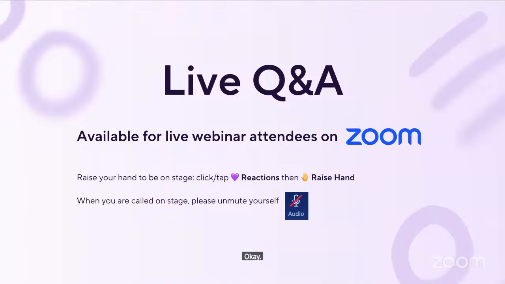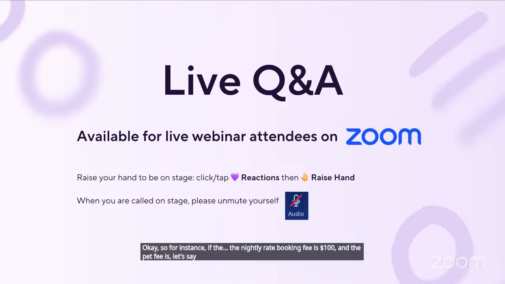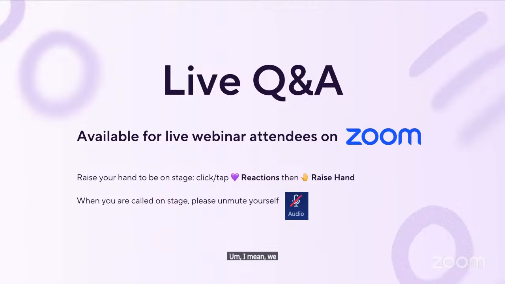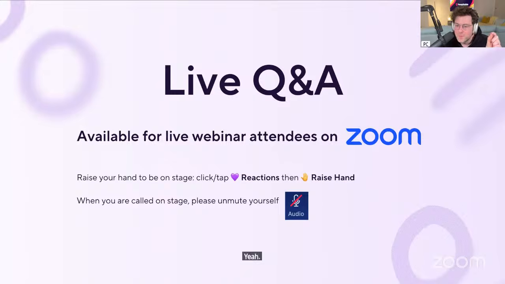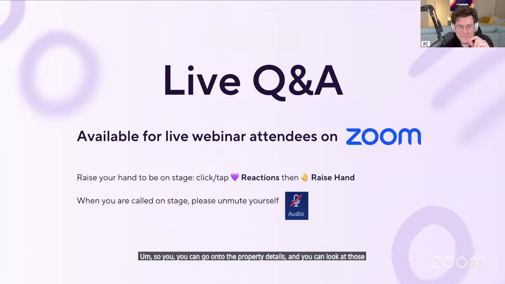Okay, so for instance, if the nightly rate booking fee is $100 and the pet fee is, let's say, $100, and it gets marked up, I mean, we really shouldn't be still getting more than I'm trying to explain this correctly. On Hospitable, you can now change those fees. So you can go onto the property details and you can look at those fees and set the fees.